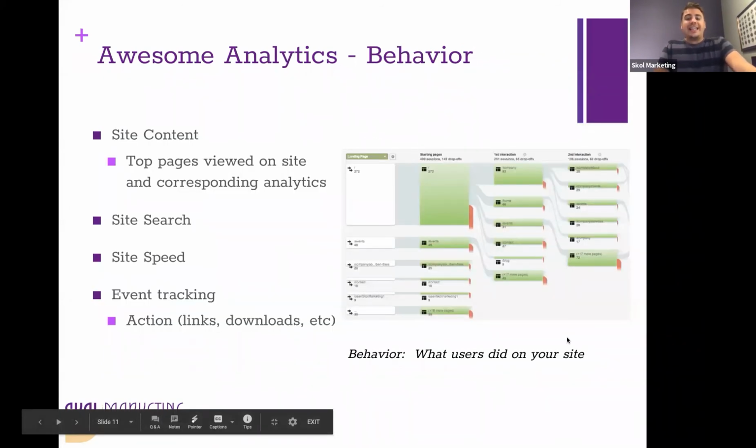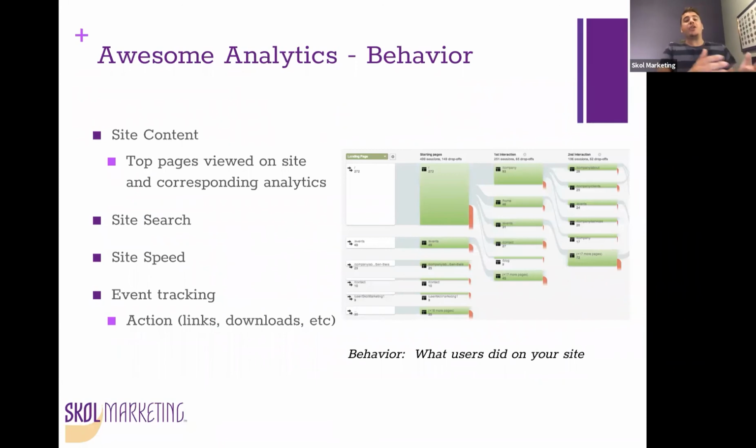Okay, so the next type of report is going to be the behavior report. So now we know who came to our site, we know where they came from, and now we're going to know what they are doing on the site. So you can see this graph. I'm not going to lie, it's a little tricky to read and get used to, but what it's trying to show you is the green is everyone that hypothetically came into the site. It's almost like the 100% of your users, and obviously, the thicker the green line, the more people came in that way.